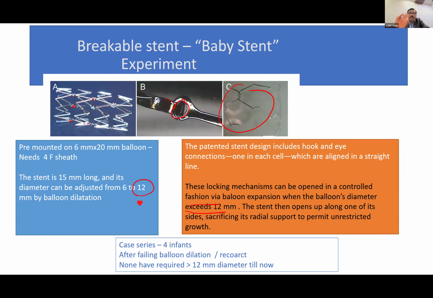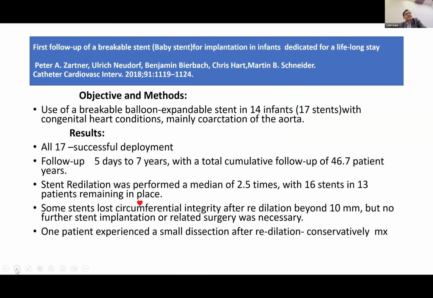So in a newborn, you put a stent of 6 mm. After 2 years, you dilate up to 10 mm, and then in the 10-year age group, you break this. That is the understanding of a breakable stent. A few case studies are going on. This is the first follow-up of the stent in 2018, and they found all 17 cases had successful deployment. Follow-up is up to 7 years. Redilatation has been performed up to 2.5 times. No major complications till now.